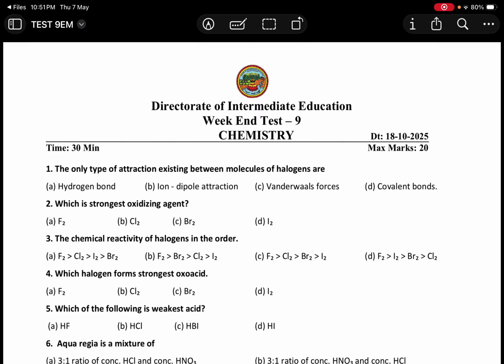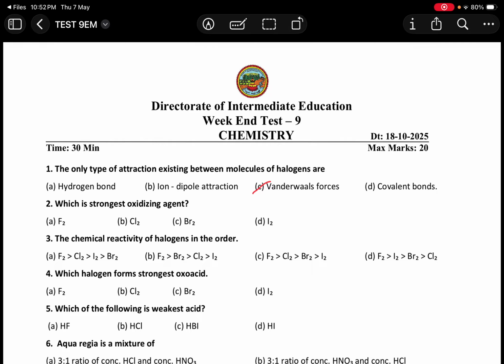First one: the only type of attraction existing between the molecules of halogens are A. Hydrogen bond, B. Ion dipole attraction, C. Van der Waals forces, D. Covalent bonds. So the answer is Van der Waals forces because these halogens are diatomic molecules, non-polar and symmetrical. They do not form permanent dipoles or hydrogen bonds or ion dipole attractions.